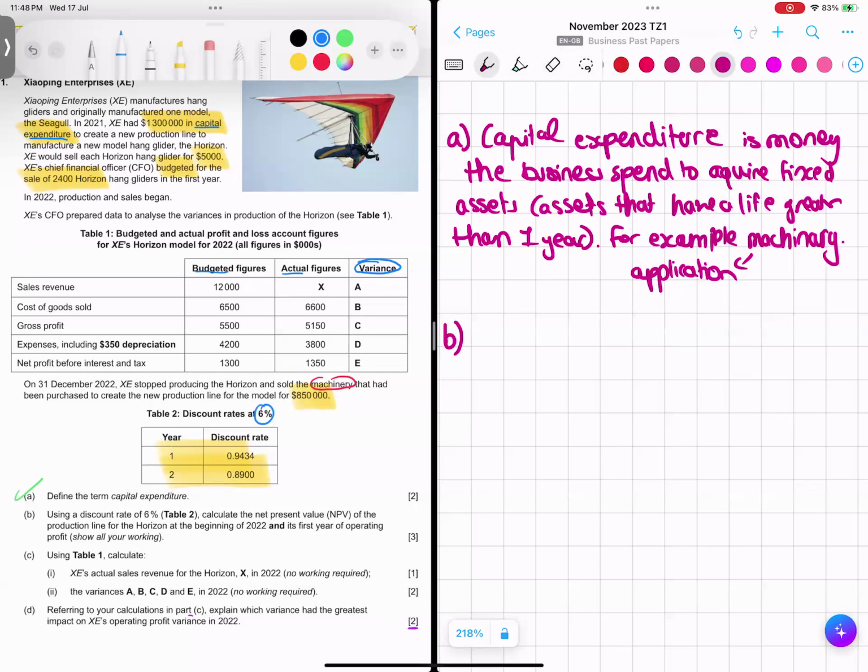So firstly, what is the formula of NPV? NPV is equal to the original cost. Then we have to add the net profit before interest and tax.